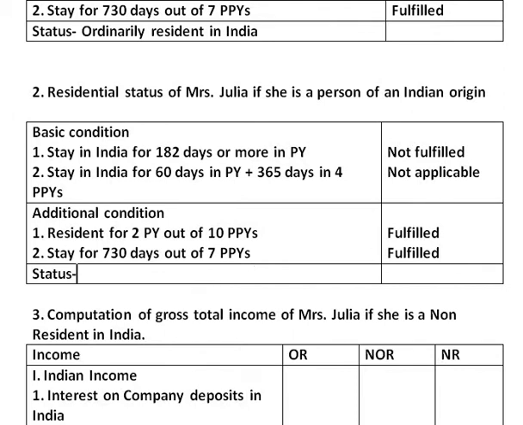What will be her residential status? She has not fulfilled basic condition number 1. Basic condition number 2 is not applicable, whereas additional conditions are fulfilled. Here, the residential status of Mrs. Julia, if she is a person of Indian origin, is non-resident. Why is she non-resident? Because she has failed to fulfill the basic condition itself. Non-resident in India.